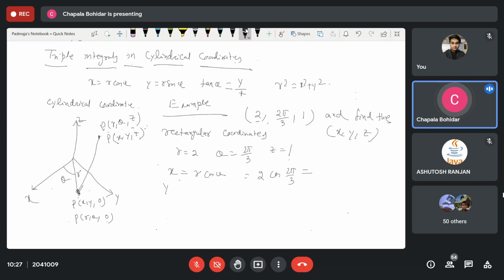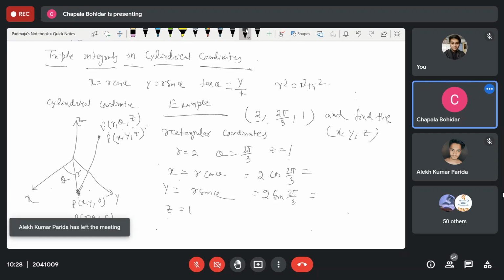Y is equal to r sin theta. That is your 2 sin 2 pi by 3. What is that value? You have to find out. And then your z is equal to 1. Okay? Find out your value quick.